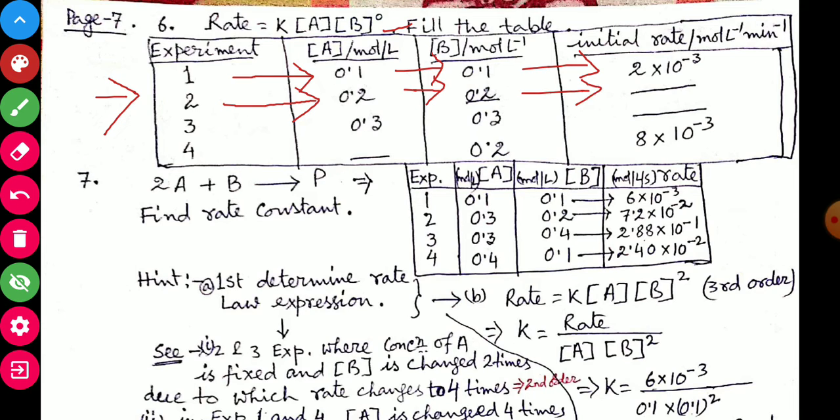But if molar concentration of A is doubled, the rate will be doubled because it is first order. So the rate will be 2 times of 2 into 10 to the power minus 3, that is 4 into 10 to the power minus 3. Now when 0.3, 0.3, so 3 times, that is 6 into 10 to the power minus 3. In experiment 4, initial rate is 8 into 10 to the power minus 3. So this will be 0.4.